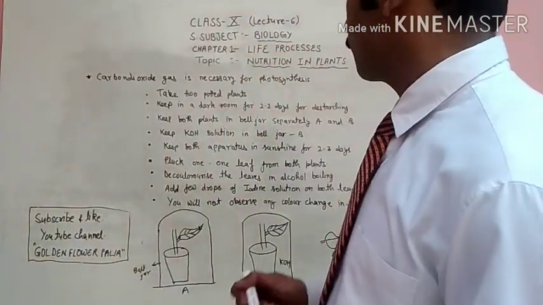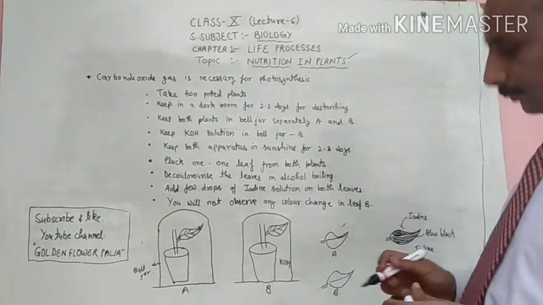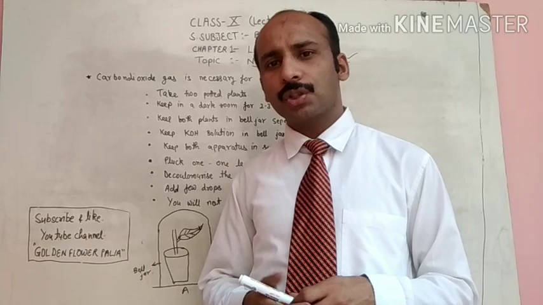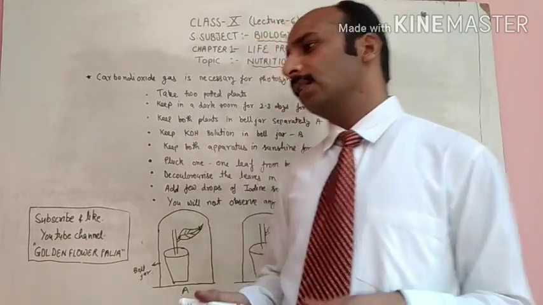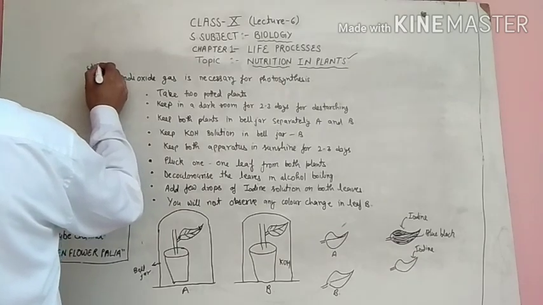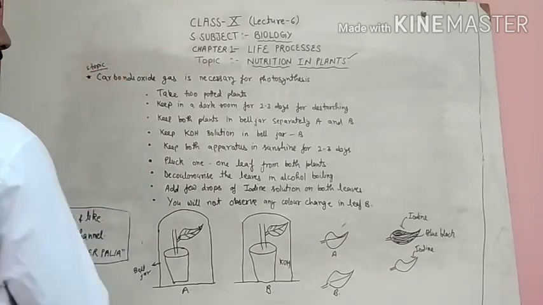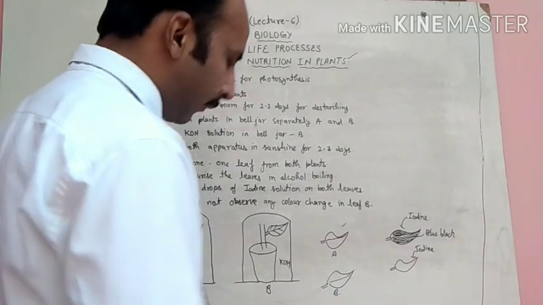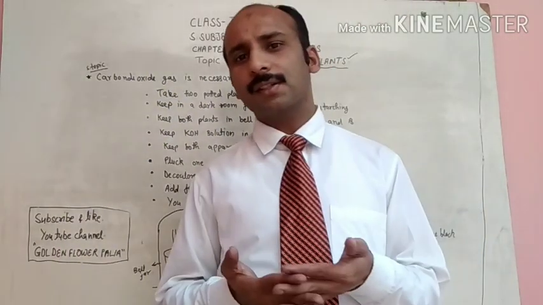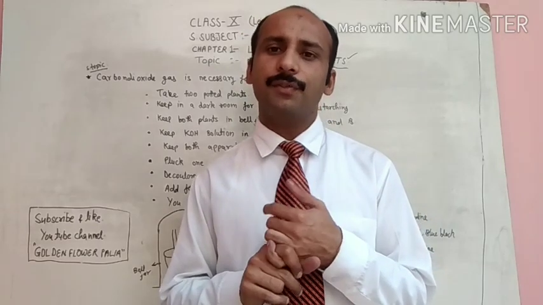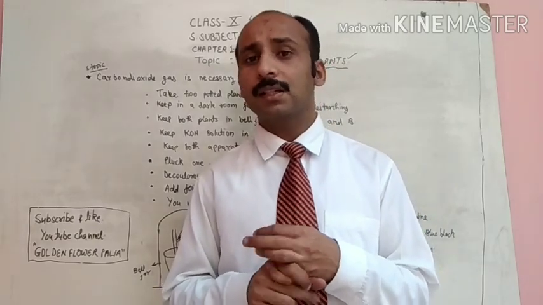So, my dear students, today we will continue the same topic, nutrition in plants. The subtopic is that carbon dioxide gas is necessary for the process of photosynthesis. As you have studied in the last two videos, chlorophyll and sunlight are necessary for the process of photosynthesis.